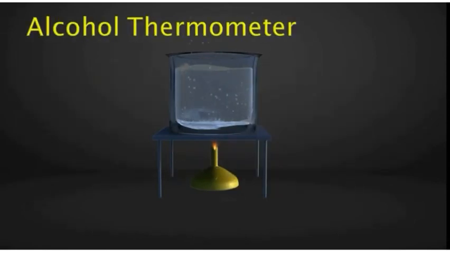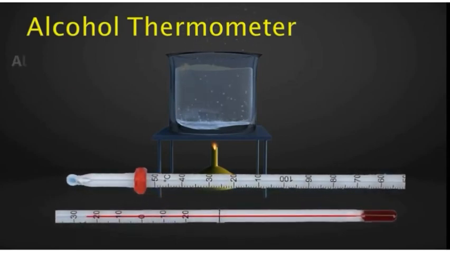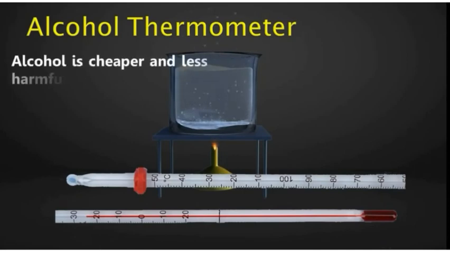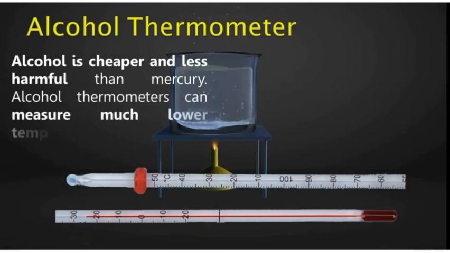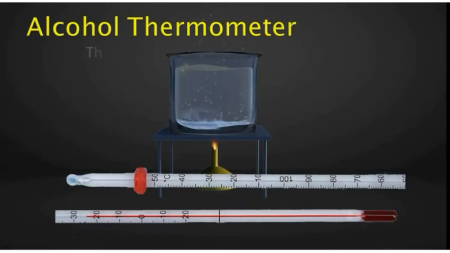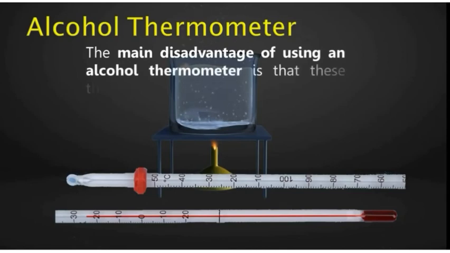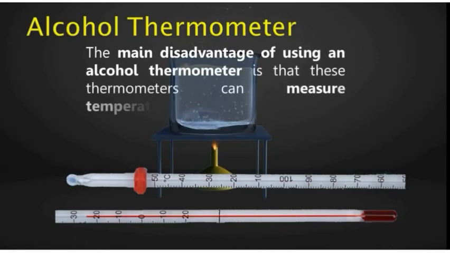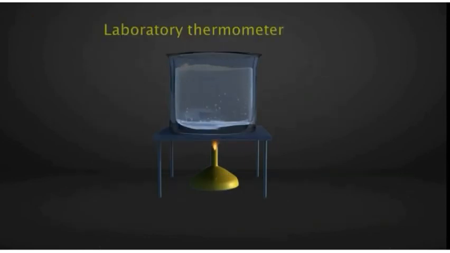Number 2. Alcohol thermometer. Thermometers in which alcohol is used have some advantages over mercury thermometers. So students, alcohol is cheaper and less harmful than mercury. Alcohol thermometers can measure much lower temperatures than mercury. However, the main disadvantage of using alcohol thermometers is that they can measure temperature only up to 78 degrees Celsius, while mercury thermometers can measure much higher temperatures.